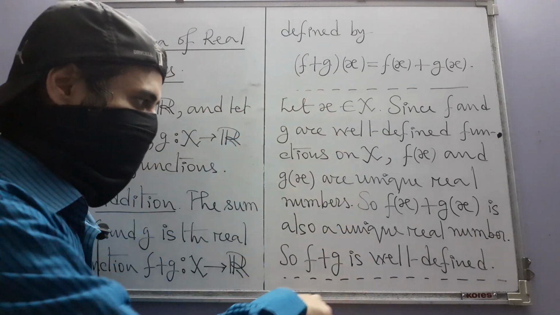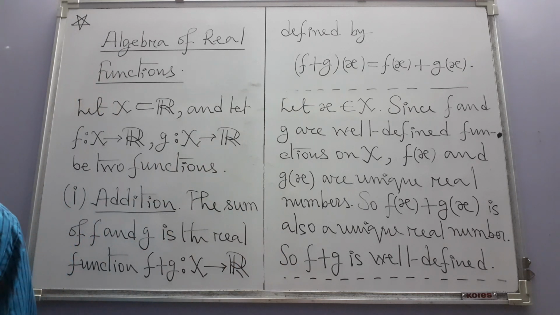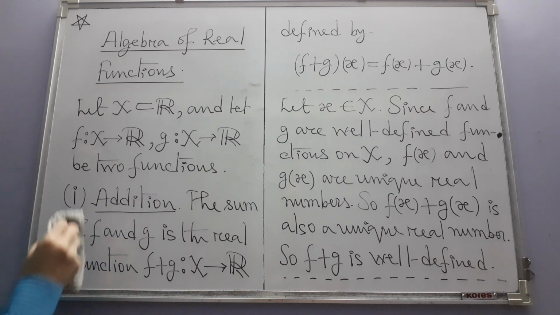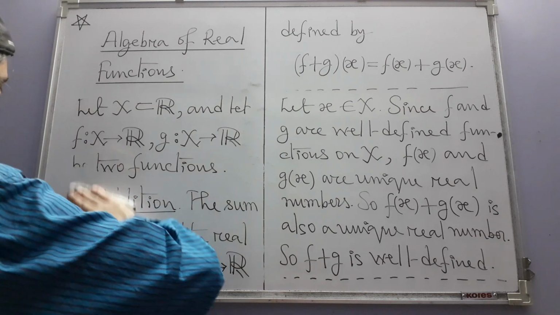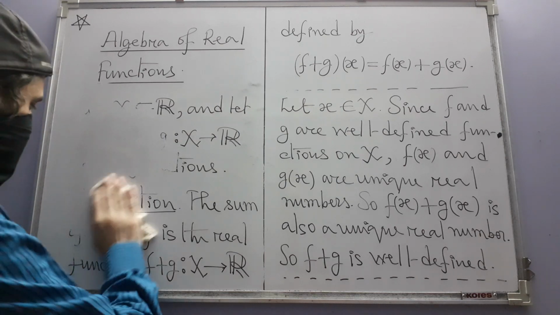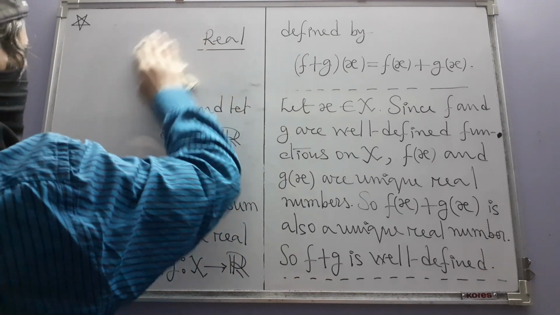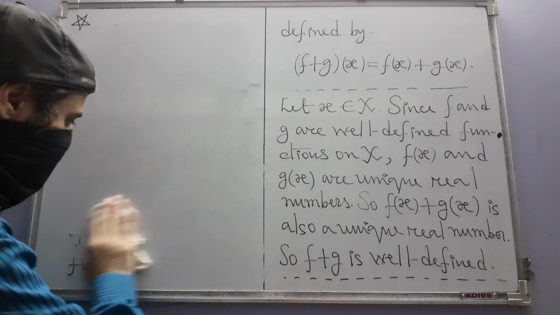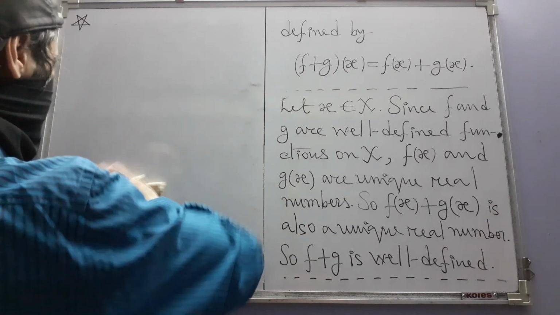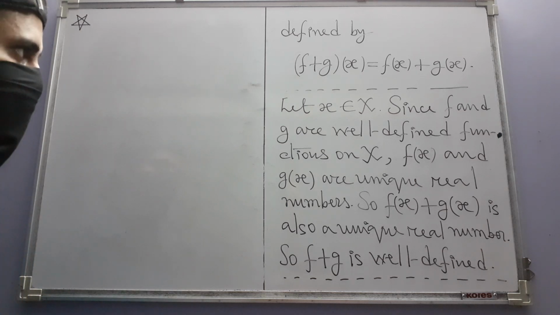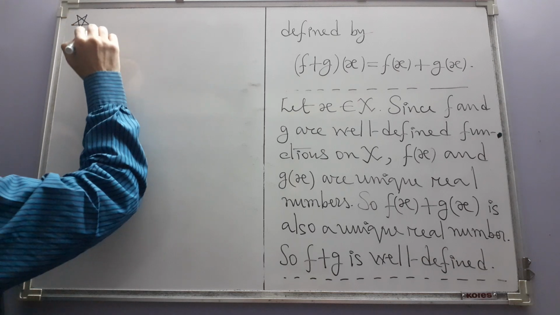We won't, of course, write all these things for the other operations that will come next. Next, we have difference, or we are writing addition here, so the next will be subtraction. The ink is not good because it's not going away properly. I will have to change this. But anyway, the next one is subtraction.